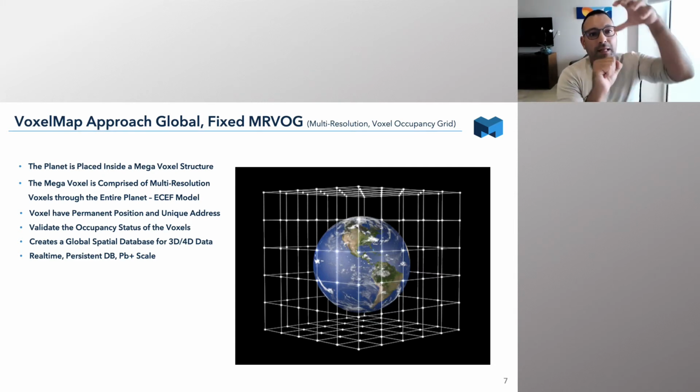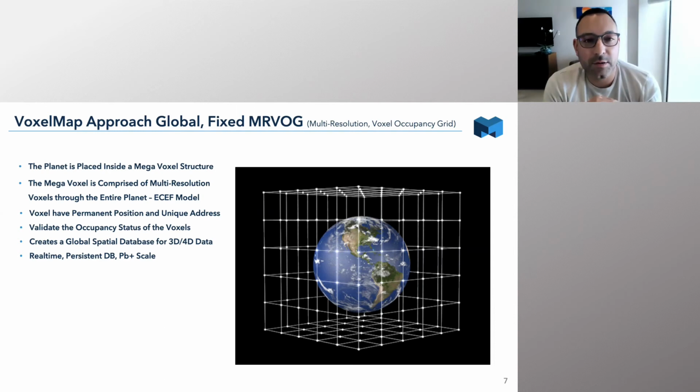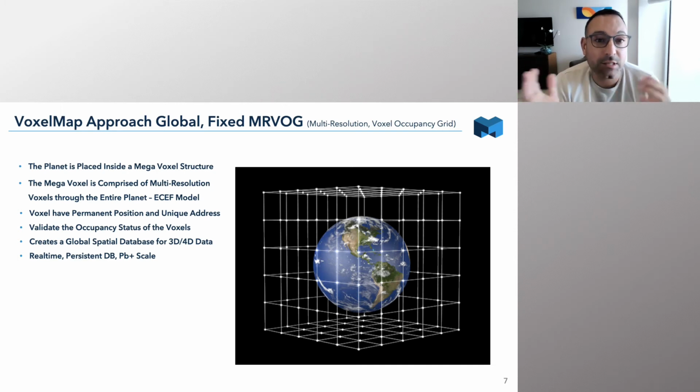So we took the Earth and we placed a giant megavoxel over the top of the Earth. And this megavoxel is full of multi-resolutional voxels. Now, theoretically, they can be absolutely any size. But for our purposes currently, we use 8-meter voxels down to 1 centimeter voxels. And each voxel has a permanent position in space and has a unique address. And it's what we call an Earth-centered, Earth-fixed model. So it goes straight through the planet. It's subterranean, through the buildings, through the oceans, everywhere. But it's just a matrix. It's just a 3D, 4D georeference matrix.